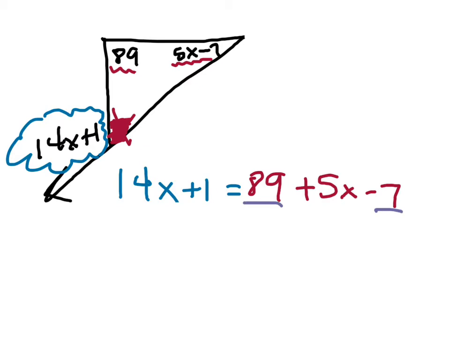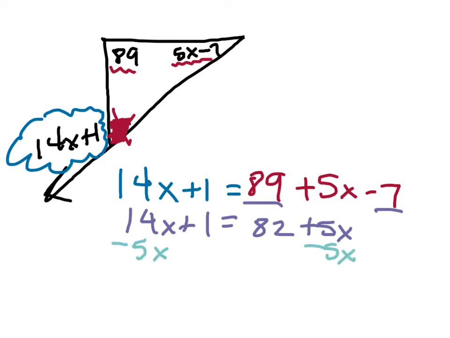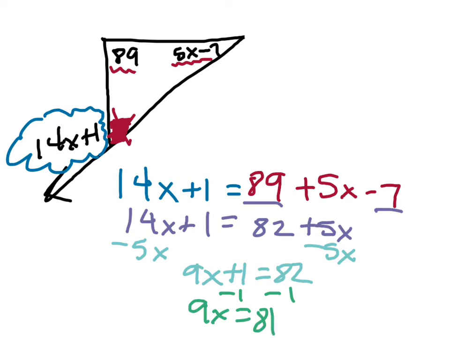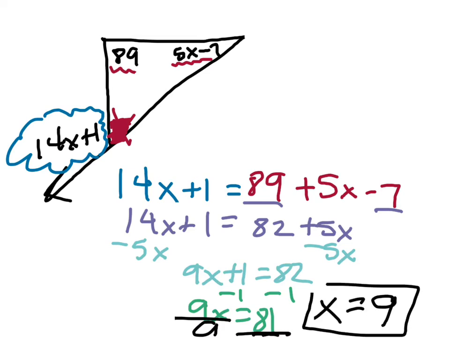89 minus 7 is 82. Move the 5x over. Get 9x plus 1 equals 82. Move over the 1. You get 9x equals 81. Divide both sides by 9, and you get x is equal to 9. Here we go. We found x, and that is our final answer.